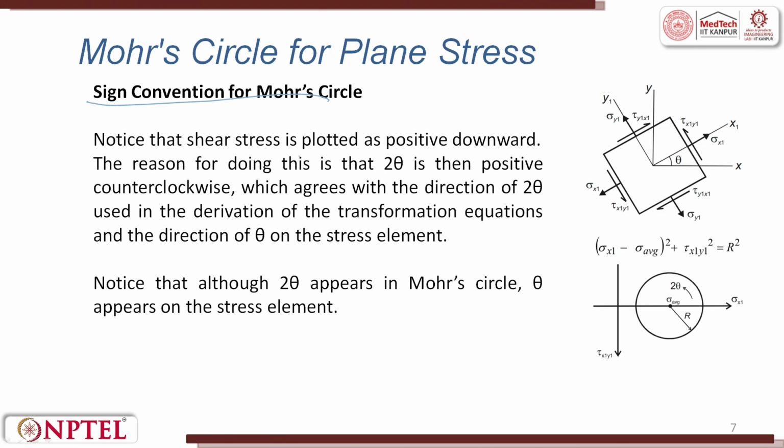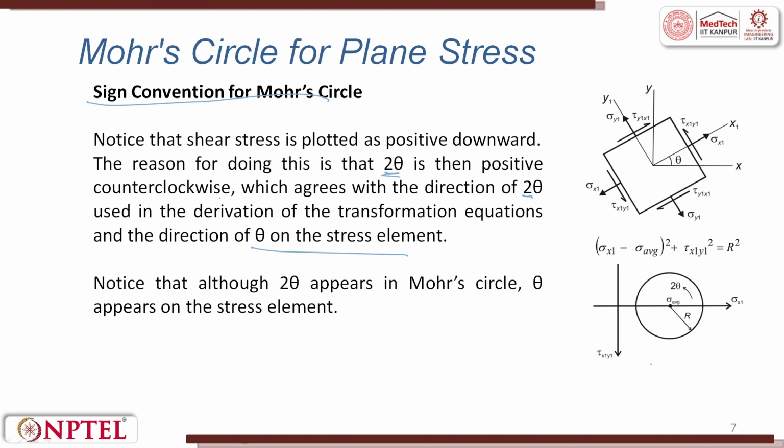Notice that the shear stress is plotted as positive downward. The reason for this is that 2 theta is then positive counterclockwise, which agrees with the direction of 2 theta used in the derivation of the transformation equation and the direction of theta on a shear element. So, downward theta. Right. Notice that although 2 theta appears in Mohr circle, theta appears on the shear element.